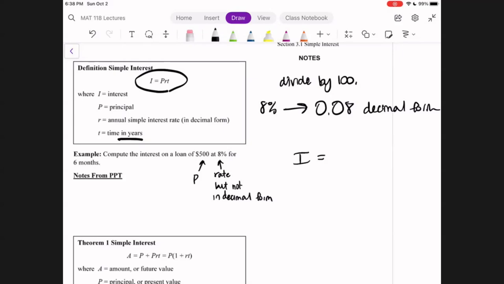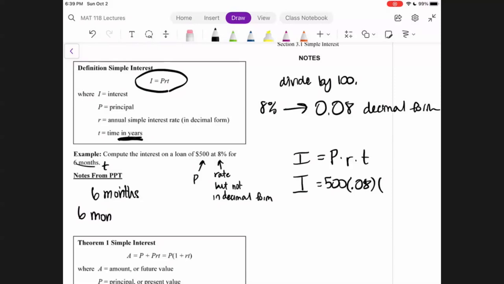So let's compute the interest. So I would equal principal times rate times time. So your interest in this problem will be 500 times 0.08, and then your time. So 6 months is your time here, but I need to put it in years. So 6 months, to convert it to years, typically you divide by 12 because 12 months are in a year. Right? So 6 months would be 0.5 years. Right? So if you have something in months and you want to convert it to years, you just divide by 12.